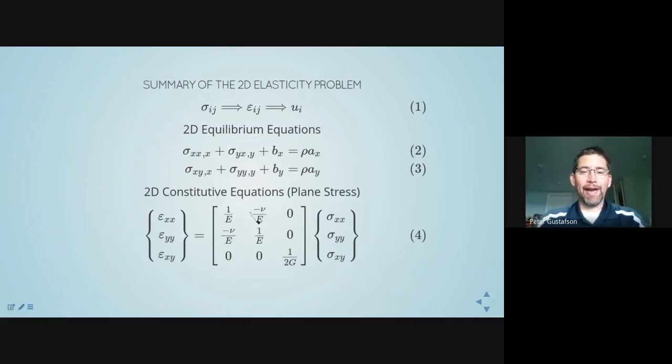Okay, I wanted to remind you of the 2D, the two-dimensional version of the elasticity problem. We need to have stresses that relate to strains that relate to displacements. Stresses must satisfy traction boundaries. Displacement must satisfy displacement boundaries. Equilibrium equations must apply, in this case, the two-dimensional version of those three-dimensional equations.